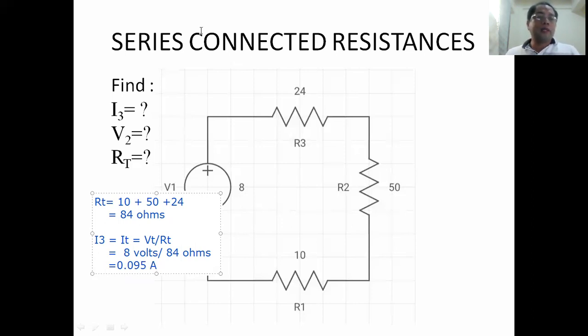Okay, so what are the things that we've calculated so far? So RT, this is our R sub T. Our I sub 3 is already known. So there's one last value that we will calculate.